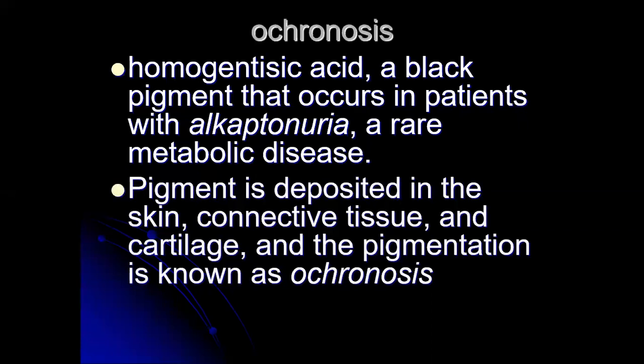This homogentisic acid can be deposited in the skin, connective tissue, and cartilage, and because of its black pigmentation, it will be referred to as ochronosis. So take note during your biochemistry, when you are learning these metabolic processes, the homogentisic acid will come into the picture, and you'll find out that because it's black, it leads to either alkaptonuria, urinating black urine, or tissues becoming black, referred to as ochronosis. So the compound is referred to as homogentisic acid.